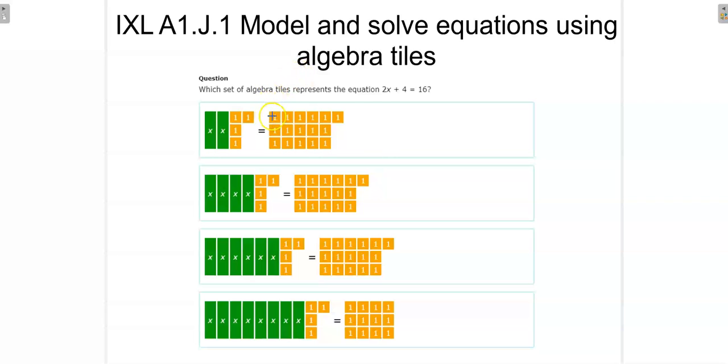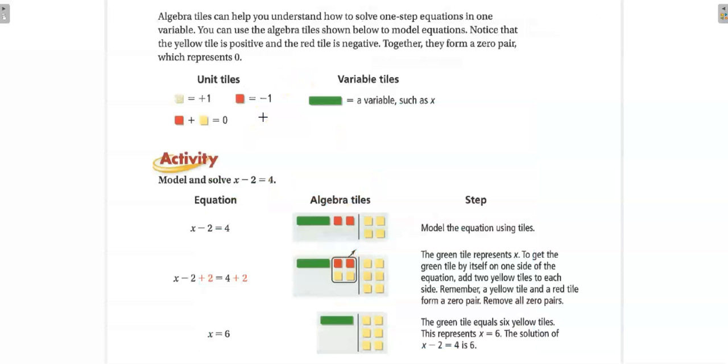And so we might want to have a discussion about what algebra tiles are. In your textbook, there is a page that discusses algebra tiles, and this precedes the activities in that lesson. So if you want to see this image, you can see it in your textbook. It says that algebra tiles can help you understand how to solve one-step equations in one variable. You can use the algebra tiles shown below to model equations. Notice that the yellow tile is positive and the red tile is negative. Together they form a zero pair, which represents 0.